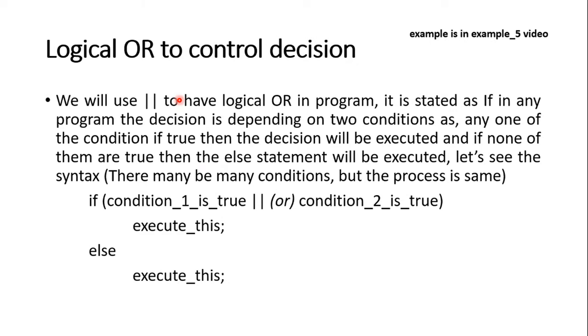Now logical OR to control decision. We will use this type of sign to have logical OR in our program. It is stated that if in any program the decision depends on 2 conditions, and any one of the conditions is true, then the decision will be executed, and if none of them are true, then the else statement will be executed. Let's see the syntax. Condition 1 is true or condition 2 is true, then execute this, else execute this. It means there may be more than one condition. If any of the conditions is true, then the if block will be executed. If none of them are true, then the else block will be executed.